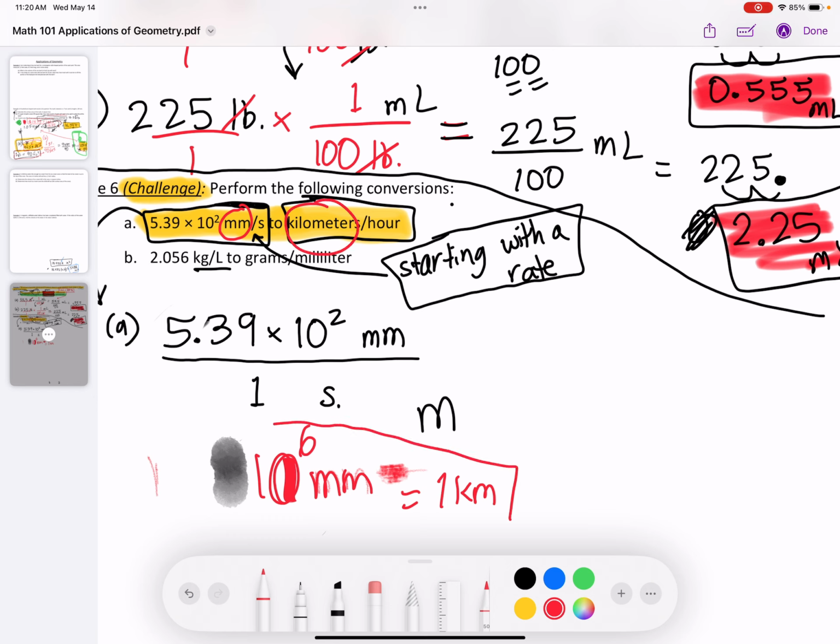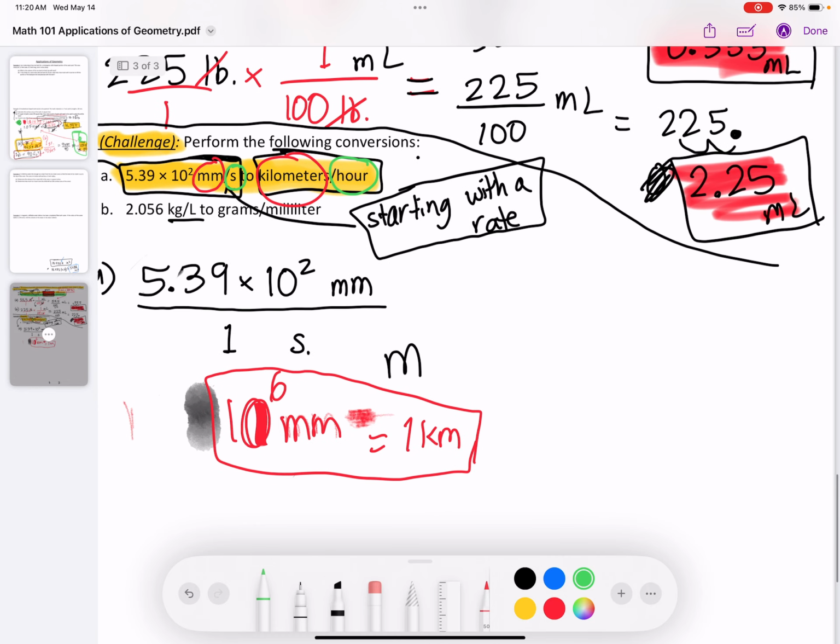And I look back at my conversion chart that we saw in the previous section. There are 10 to the 6th power, or 1 followed by 6 zeros, millimeters in a kilometer. So I'm going to use that for sure, to get the correct length units that I want. But there are also time units that I want to change. I'm starting with seconds and I want to end in hours.